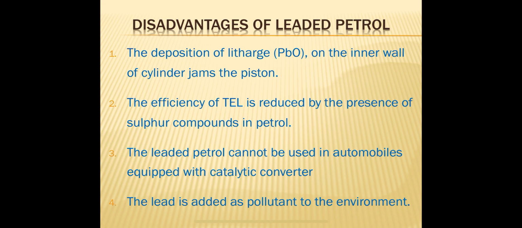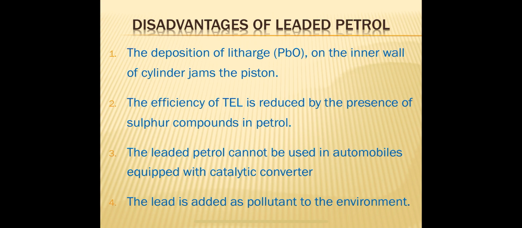So this lead oxide will go and deposit on the inner walls of the cylinder. So this is one major disadvantage. And another one is the efficiency of TEL is reduced by the presence of sulfur compounds in the petrol. The next disadvantage is that leaded petrol cannot be used in automobiles equipped with a catalytic converter. And the last disadvantage is that lead is added as a pollutant to the environment. So these are some of the disadvantages of leaded petrol.